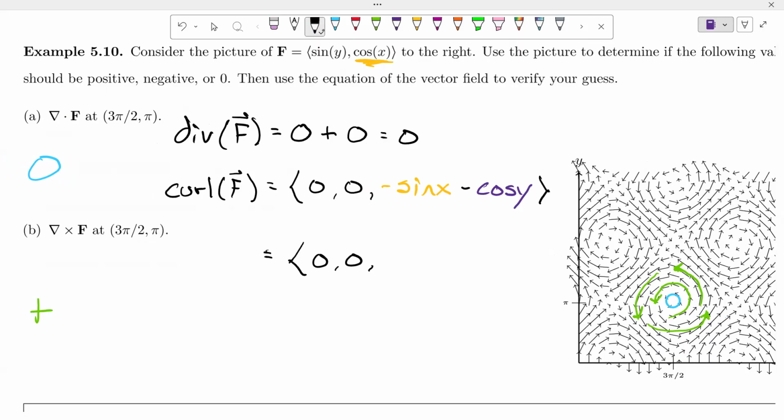So then we just plug in our points. We have 3 pi over 2 for x. So the sine of 3 pi over 2 is negative 1, minus... Oop, I left a negative off, didn't I? That's negative 1. There we go. Minus cosine y. Y is pi, and the cosine of pi is also negative 1. So negative 1 minus negative 1 is really 1 plus 1, or 2.